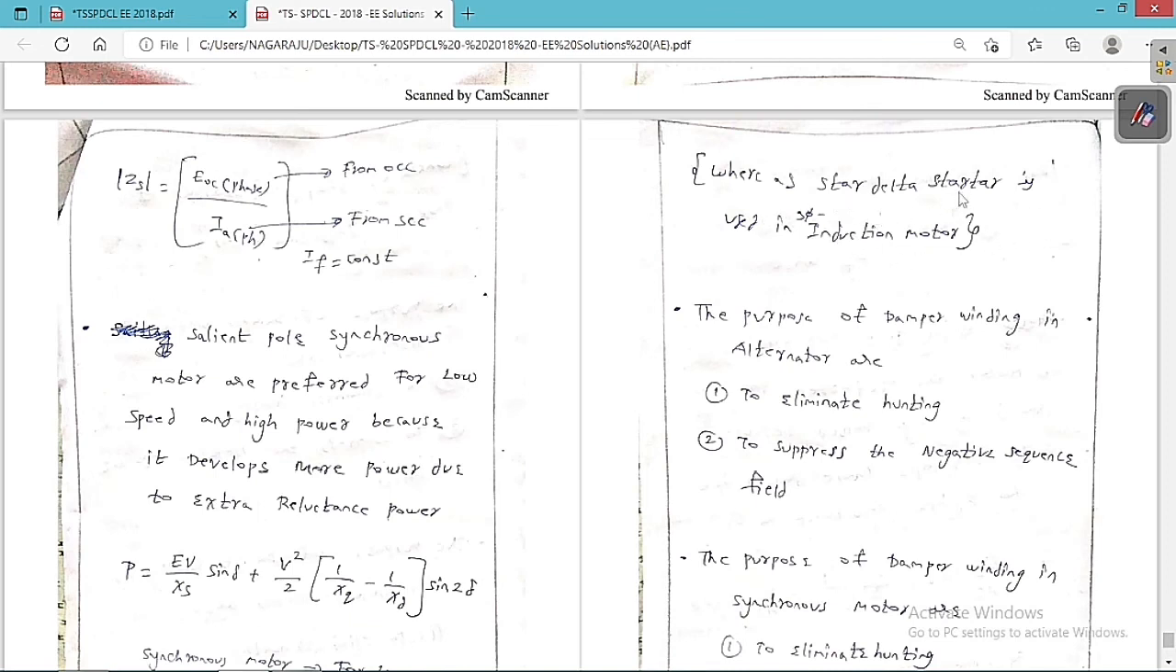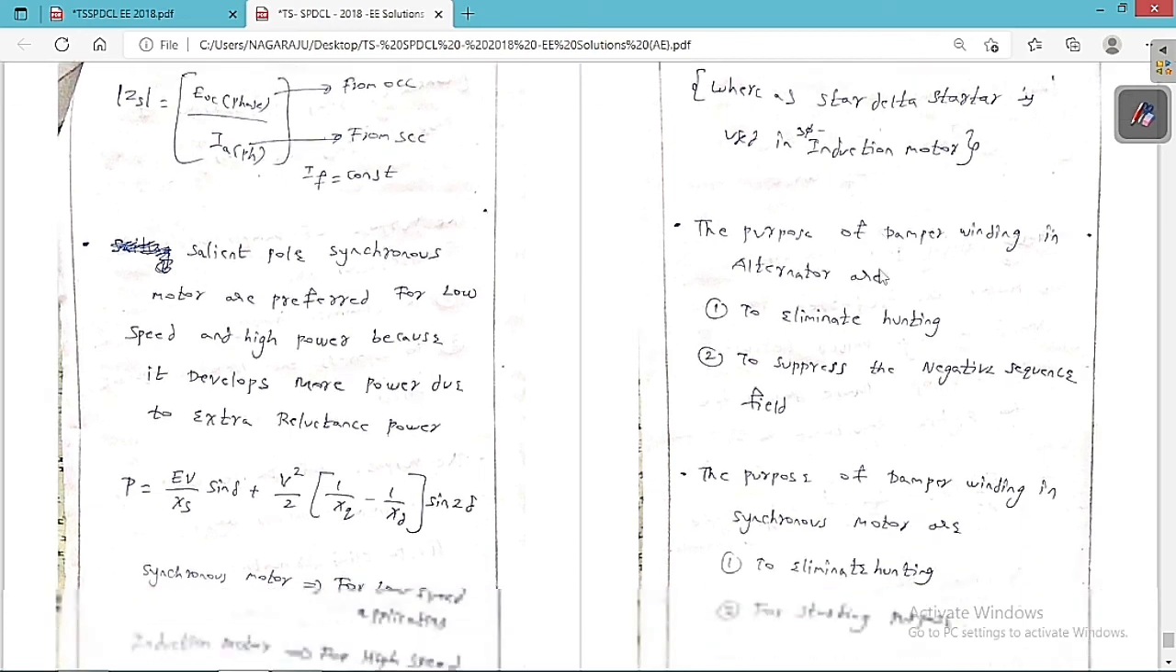I already told you, initially the currents are very high in the induction motor. To remove the huge amount of current, we are going to use the star delta starter. Because of that, we are going to reduce the starting currents, so we are going to protect the windings. So the star delta starter we use in the 3-phase induction motor, but not in the synchronous motor.